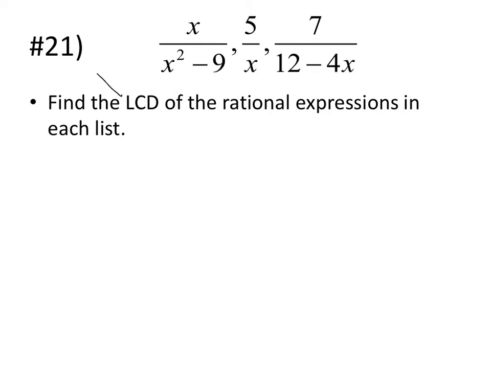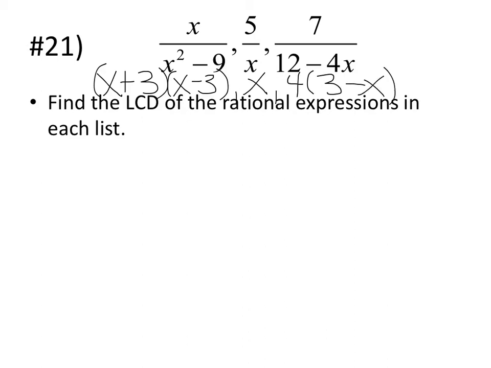Okay, here, again, difference of squares. So you have x plus 3, x minus 3, and then you have an x, and then here I'm going to factor out a 4, leaving me 3 minus x. And I'm going to go ahead and change it to a negative 4. So that will actually be negative 3 plus x, which if I spin it around, gives me x minus 3. And the purpose of that is because it's the same as this, and that'll make my LCD simpler.